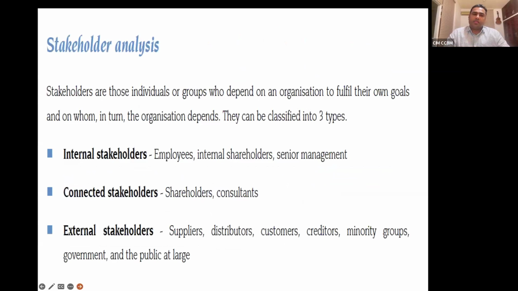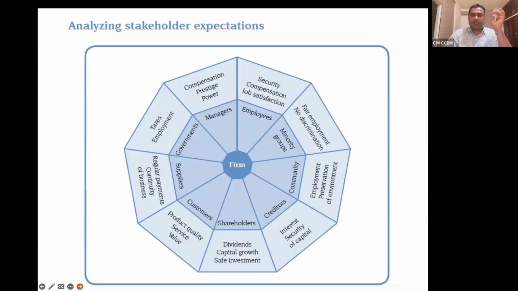And then we look at the importance of stakeholder analysis. Of course, we have done stakeholder analysis in the previous assessment criteria. You know that a stakeholder is a person or a group who can influence the business or be influenced by the business. And stakeholders are of three types. You have internal stakeholders, connected stakeholders, and external stakeholders.